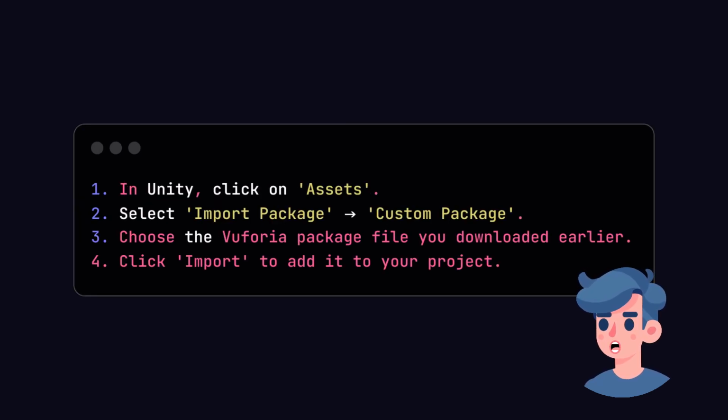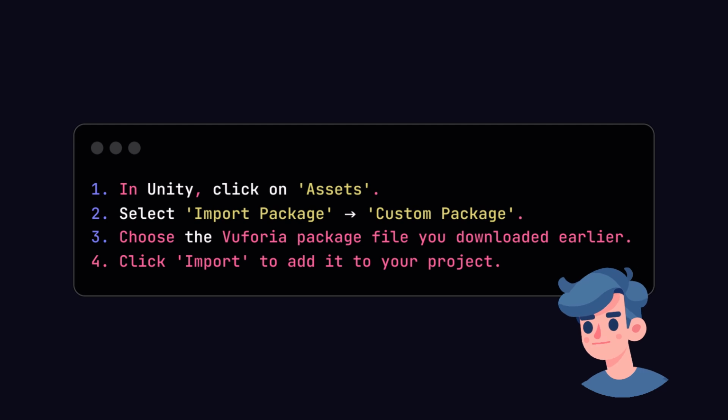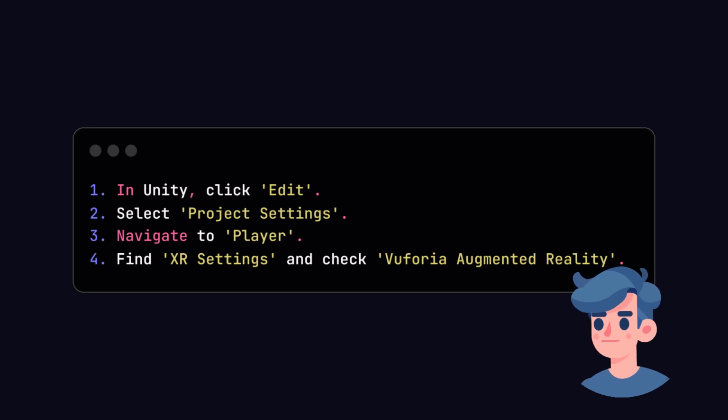Now, let's integrate this into Unity. In Unity, click on Assets, go to the Import Package option, and select Custom Package. Here you can import the Vuforia package you have downloaded. With Vuforia integrated, let's activate it in our project settings. Go to Edit, Project Settings, Player. Under XR Settings, check the Vuforia Augmented Reality support.